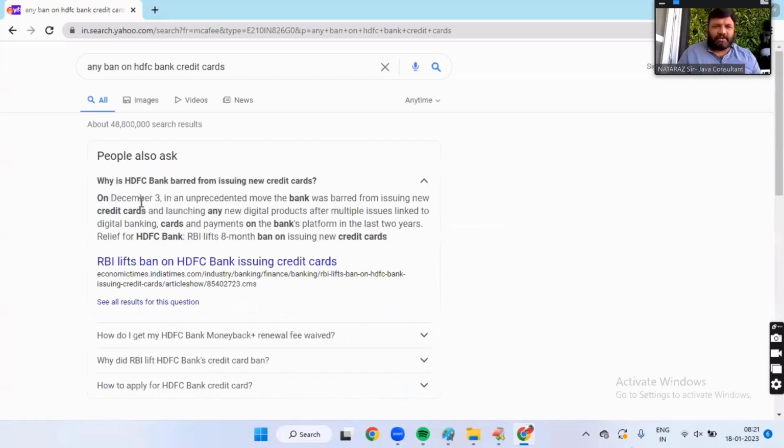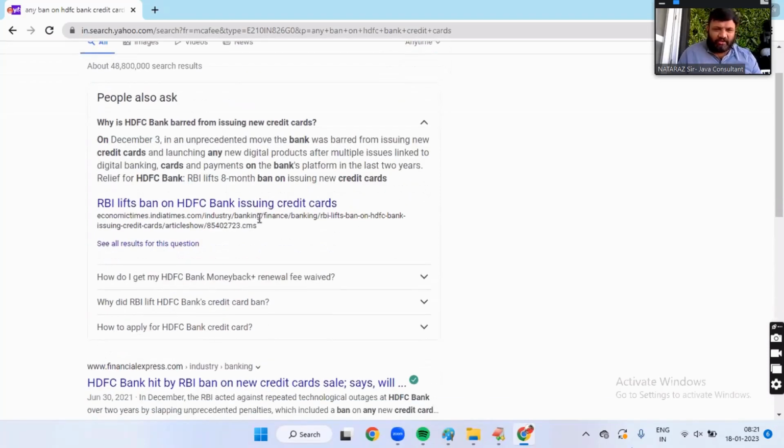On December 3rd, in an unprecedented move, the bank was barred from issuing new credit cards and launching any new digital product after multiple issues linked to digital banking and card payment on the bank's platform. In the last 2 years, relief for SDFC: SBA lifted the 8 months ban on issuing new credit cards. Recently they have lifted it. Yes or no?